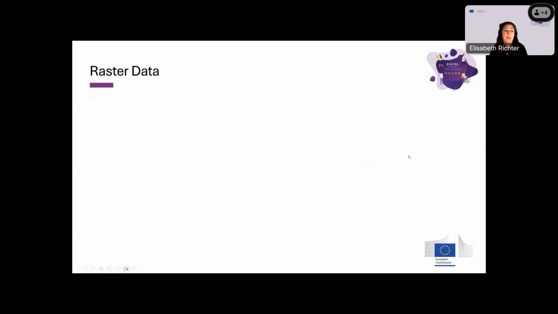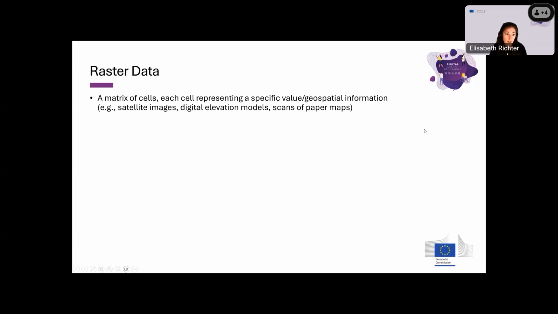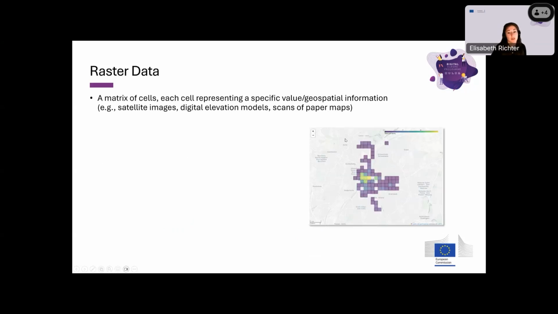Then we have raster data. Let me already show this example here. Raster data is a matrix of cells where each cell is representing a specific value or a specific geospatial information. An example would be satellite images or digital elevation models. This example here, I also pulled from KNIME. It is a very simple example. This just shows restaurant density in Brussels.